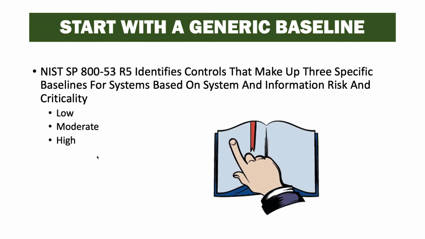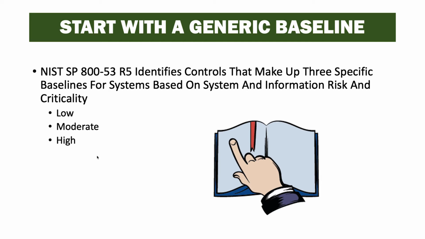So what we're going to do is we want to start with the generic baseline in most cases. NIST Special Publication 800-53 Revision 5 identifies controls that make up 3 specific baselines for systems based on system and information risk and criticality. So the baselines we normally use when we're talking about NIST are low, moderate, and high.